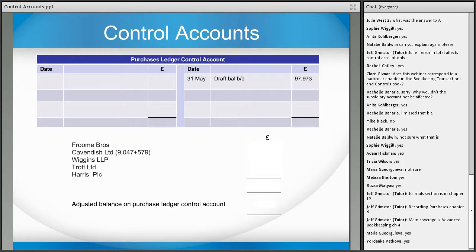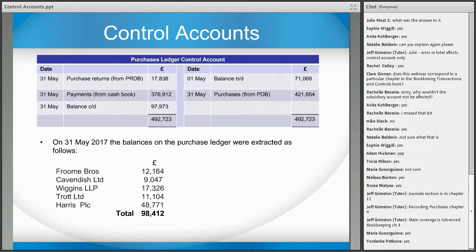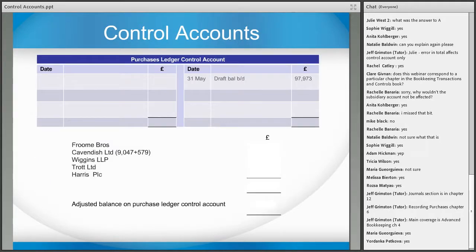The first entry in here is the original balance carried down of 97,973. So I'll just skip you back to the original screen. So on the left-hand side there, the balance carried down is 97,973, which becomes the balance brought down in our amended control account. So that's a starting point. That's what the original balance was calculated at.